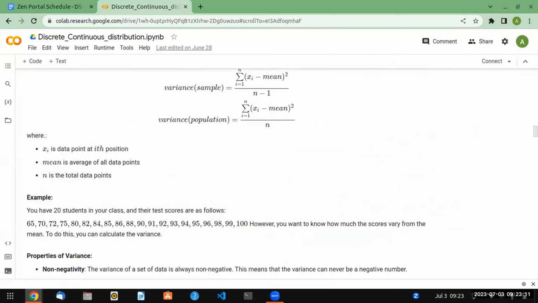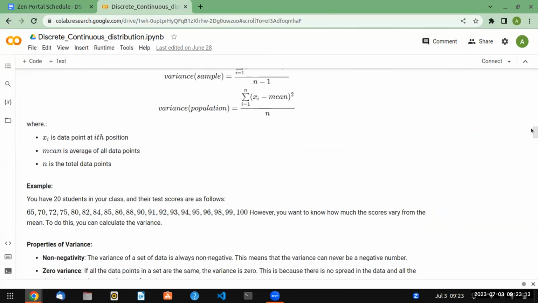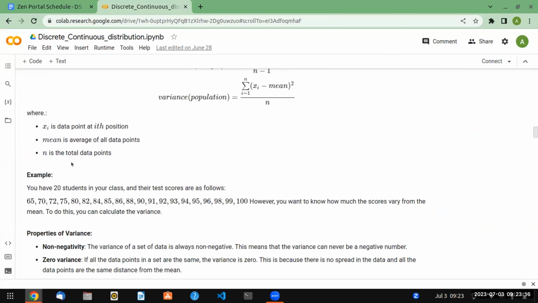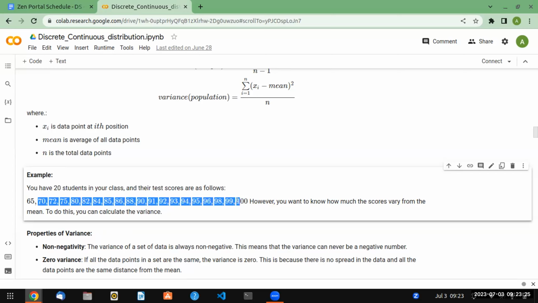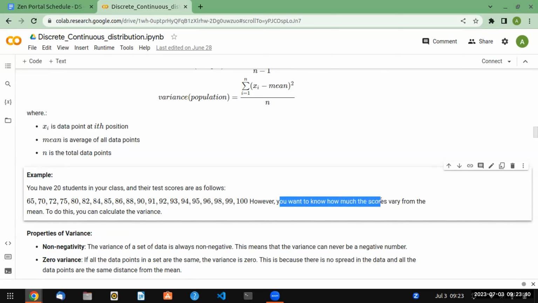Okay. Now let's try to understand with one example. You have 20 students in your class and their test scores are like this. However, you want to know how much the scores vary from the mean. How do you know this? If I put this in my formula, what do we mean by wanting to know how much the scores vary from the mean? What are you asking? Variance.